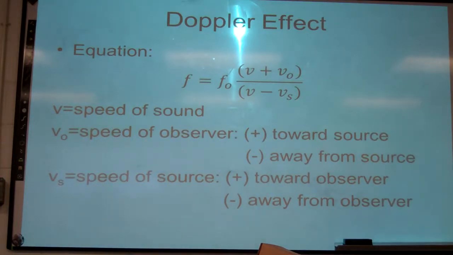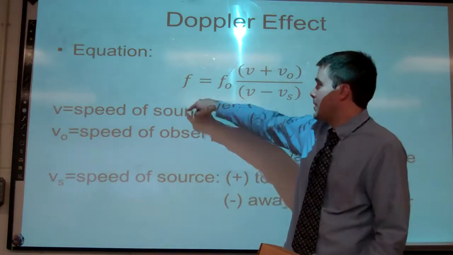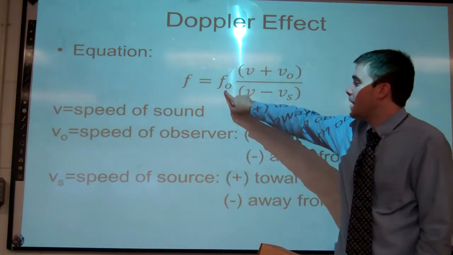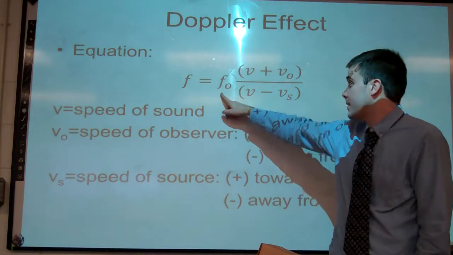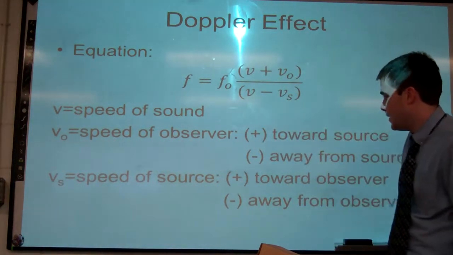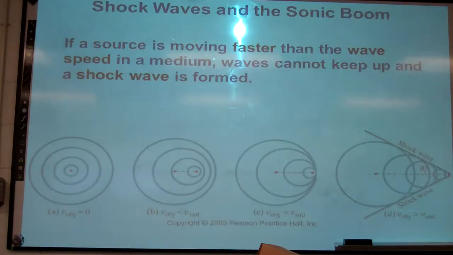Alright, this is the equation for the Doppler effect. F is the frequency you hear. FO is the frequency you'd hear if everything was standing still. And then the V's are the speed of the observer and the source. And we'll do some math with that later on here.